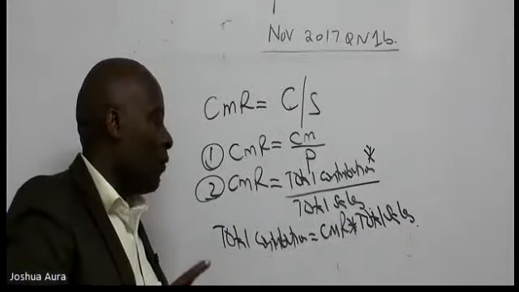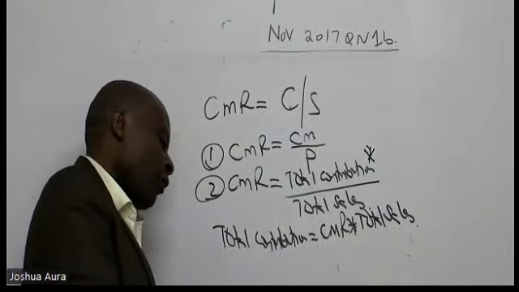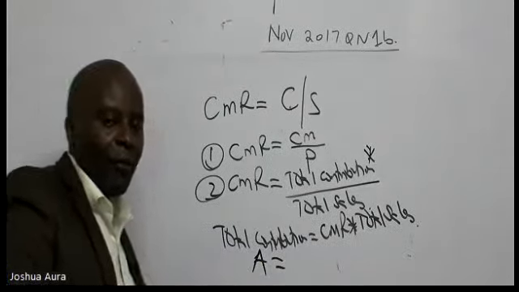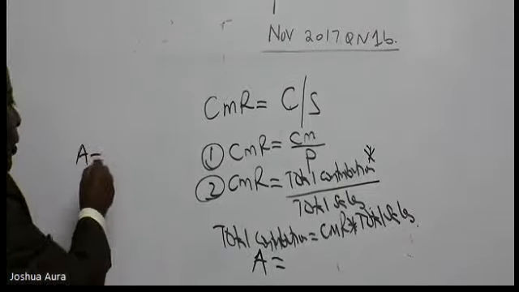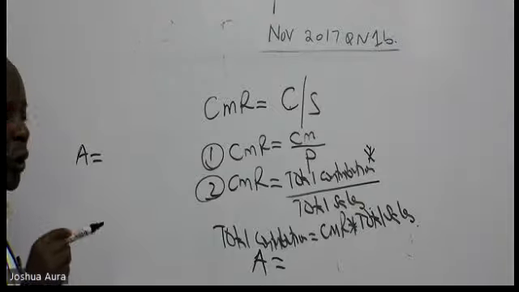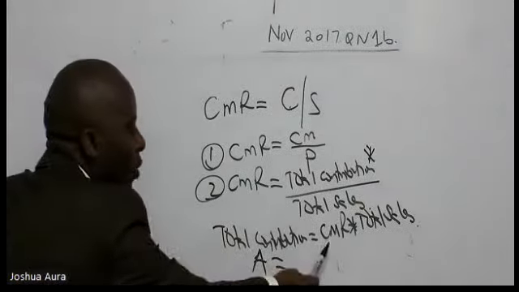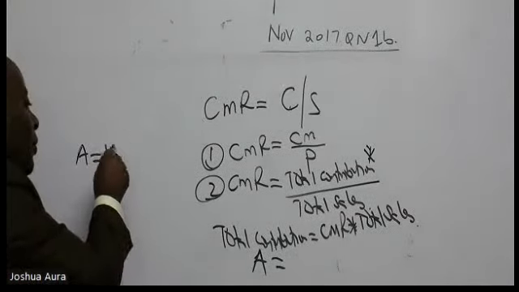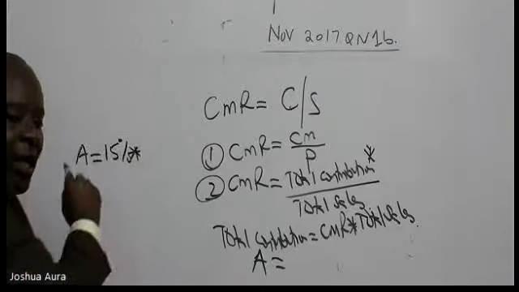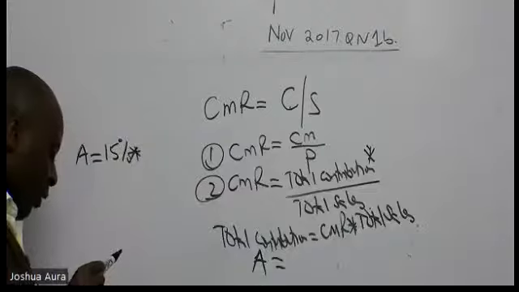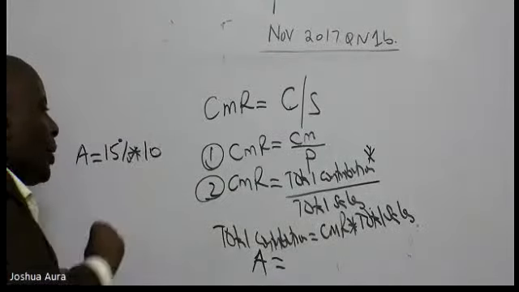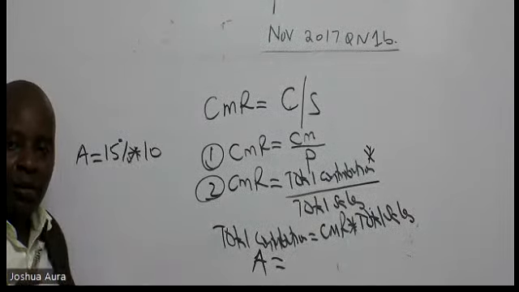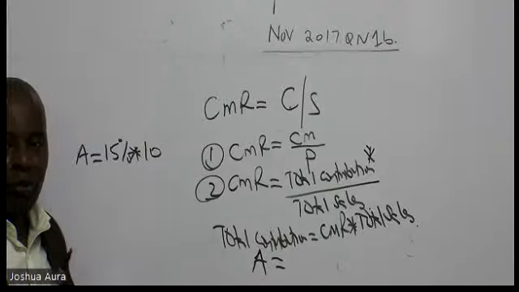So then could you kindly give me the total contribution from the first product, product A? To get the total contribution from product A, I will pick the CMR of A, which is 15%. So I will take 15% times the total sales of A. I can see total sales of A is 10 million. So can somebody give me this figure? I'm getting the total contribution for each product.